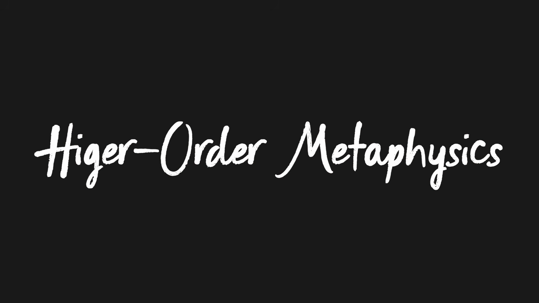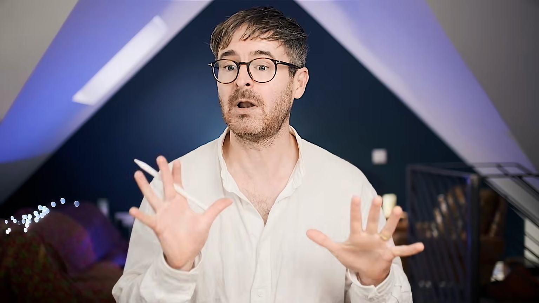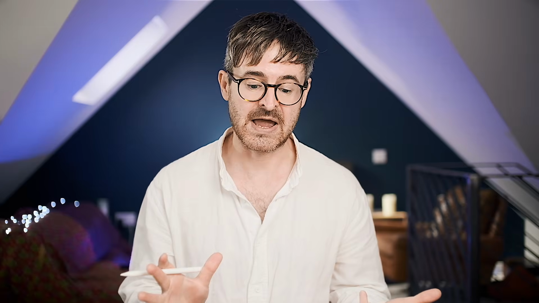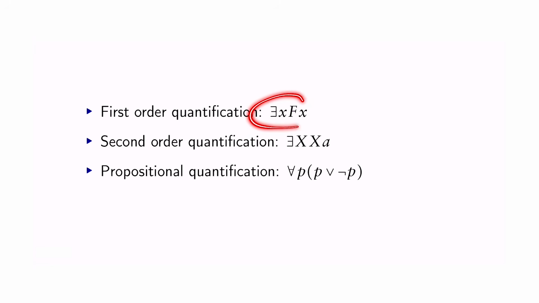So higher order metaphysics is the idea of basically using higher order logics, higher order quantification to address traditional metaphysical issues. Okay, so one way we can do that is we can be really clear about the distinction between first order quantification over individuals, second order quantification, which you might think of being over properties, propositional quantification over, you might say, over propositions, but essentially it's allowing us to quantify into sentence position. So what is the philosophical import of this?